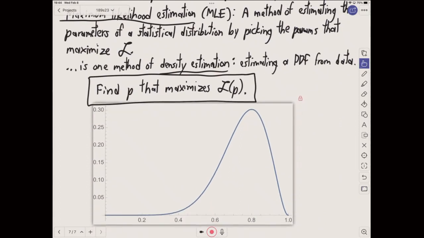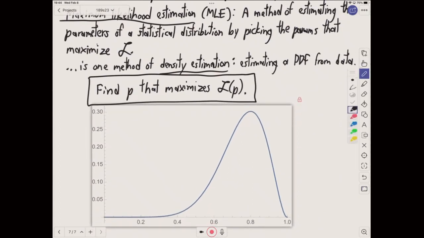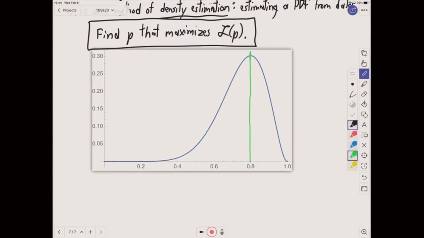So if you look at this, can you see where the maximum value is? It's pretty easy. It's pretty obviously here. Drawing that down, well, we get about 0.8. Let's do a little calculus, though, just to formally verify it. Because that's what mathematicians like to do. So we're going to take the derivative of this likelihood function with respect to p and set it to 0.